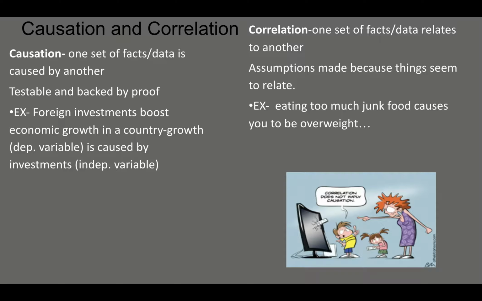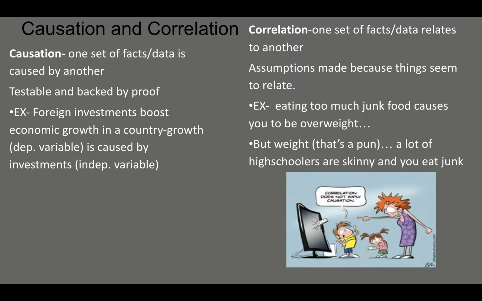You're making the assumption based on things that we have seen, but every individual is different, right? I just threw a pun in there for you. So the assumption is that junk food causes you to be overweight. But wait, a lot of high schoolers are skinny, and y'all have the tendency to eat a lot of crap. So that really isn't a direct correlation, right? It's not a causation, it's just a correlation. Tends to lead to something.